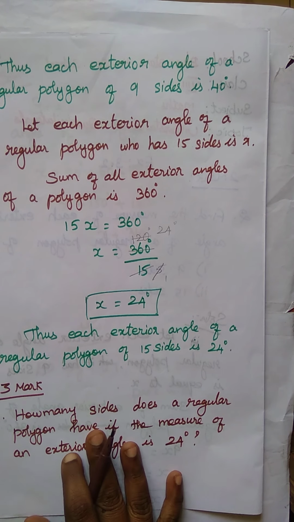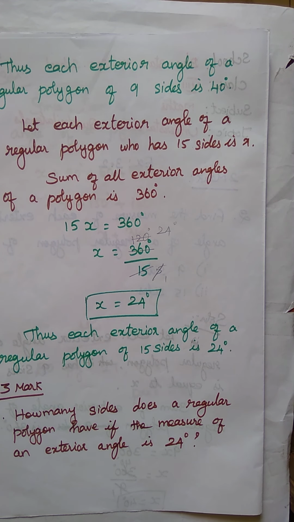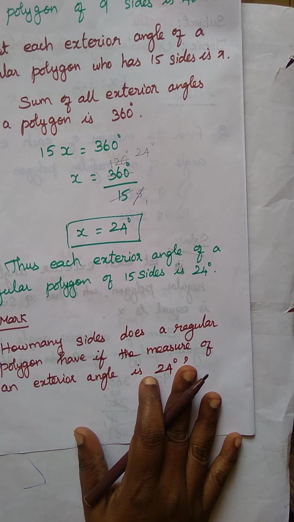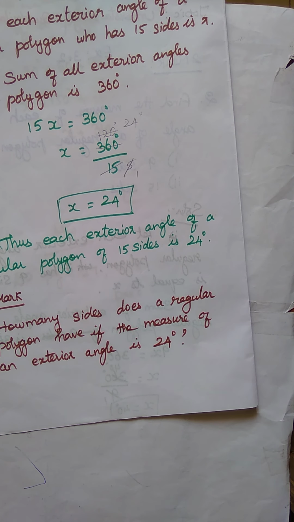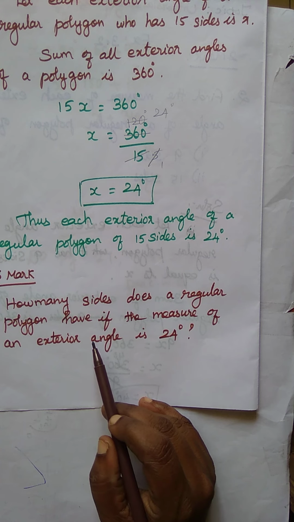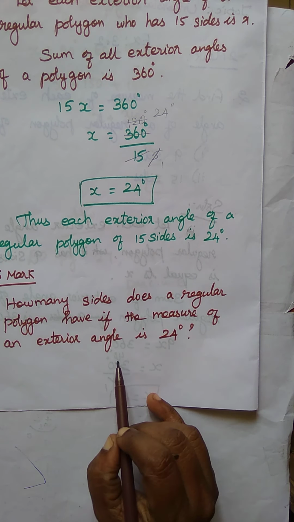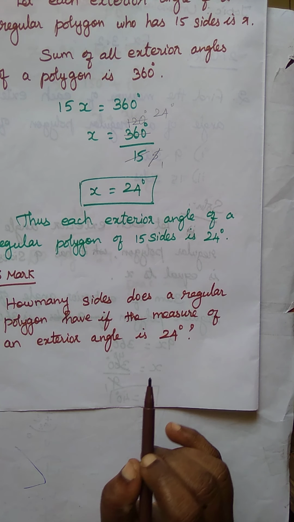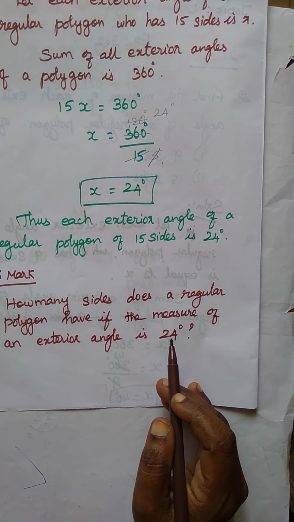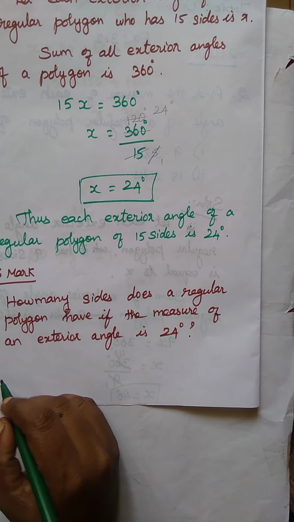Okay, so in the last sum sides are given. Sides given, we find what is the angle of that. In this sum, how many sides there are, we want to find. Here the angle is given. See, how many sides does a regular polygon have if the measure of an exterior angle is 24 degrees? So the exterior angle is 24 degree, we want to find how many sides are there in this polygon. Okay, the same way as the last one we apply.